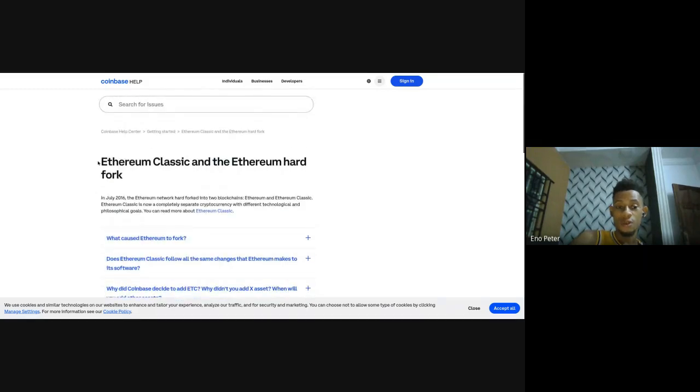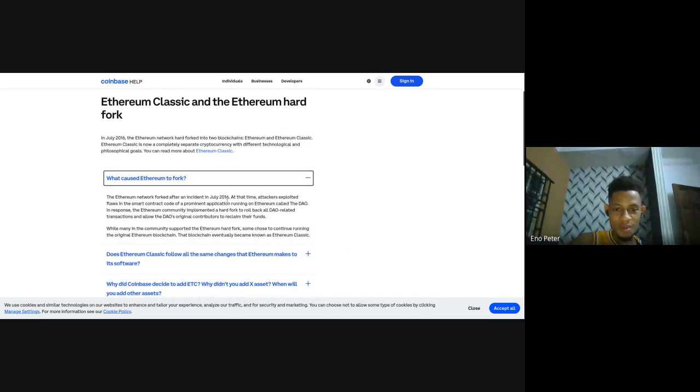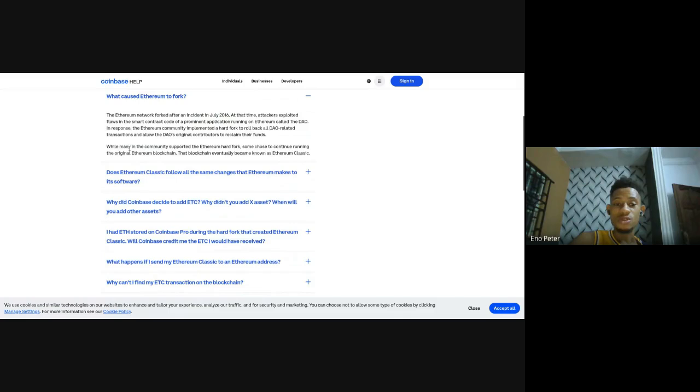Well, that hard fork was because someone abused the smart contract. They hacked it, basically, and they made away with a huge chunk of Ethereum money. Millions, if I remember correctly. So an attacker exploited flaws in the smart contract code of the application running on Ethereum called the DAO, and with that, they were able to make away with a lot of the money.